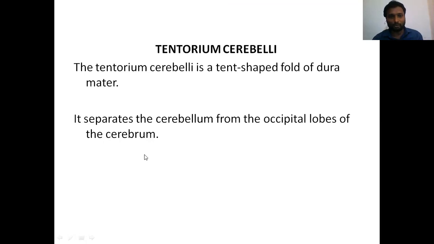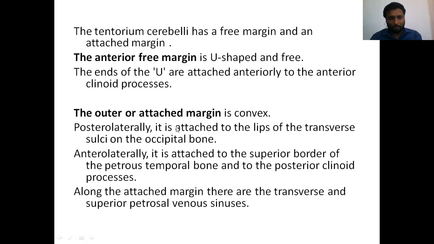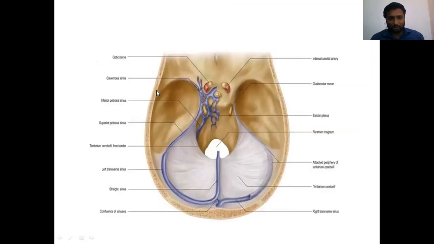So what is meant by tentorium cerebelli? It's a tent-shaped fold of dura mater seen between the cerebrum and the cerebellum, and it has two surfaces: the superior surface, which is convex, and the inferior surface, which is concave. Then it has two margins, one free margin and one attached margin. First we have to discuss the free margin. The free margin is U-shaped, as I showed you, and the anterior end of this free margin is connected to the anterior clinoid process.